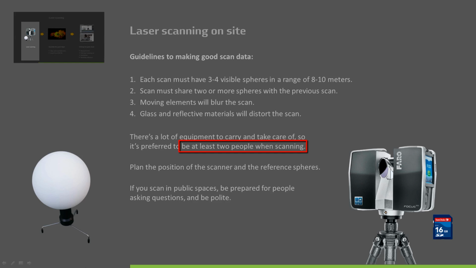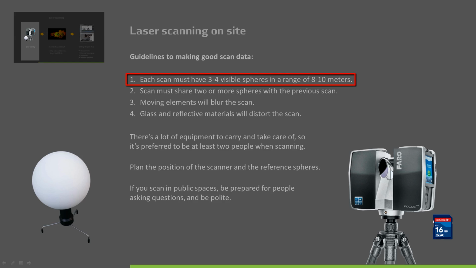There's a lot of equipment to handle, so it's a good idea to be at least 2 when scanning. When doing multiple scans, you will need to use the reference spheres to link the scans. This takes a bit of planning, but it is worth the effort and can make the difference between good or unusable scan data. Position your spheres so at least 3 or 4 are visible from each scan.